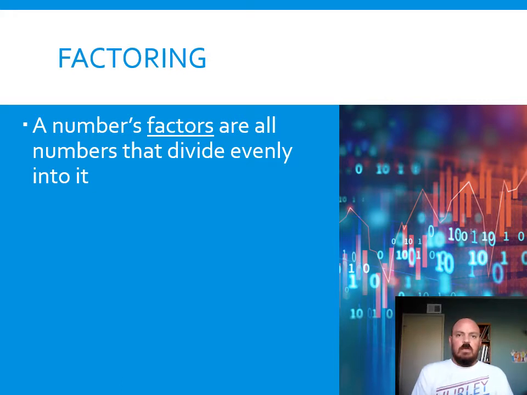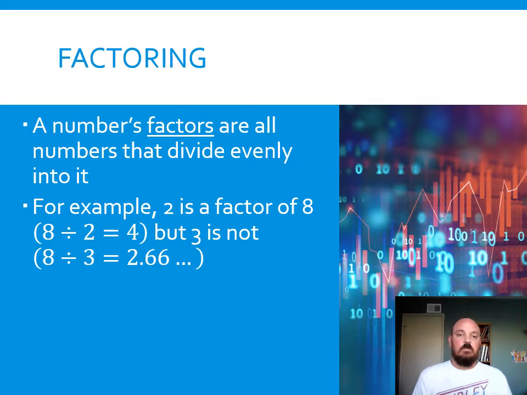So first of all, let's start with that word factor. A factor is a number that divides evenly into the number that you're working with. So for example, 2 is a factor of 8 because 8 divided by 2 is 4. And that's what I mean by divide evenly. When you divide, you get a nice whole number answer. But 3 is not a factor of 8 because 8 divided by 3 is not a whole number. It comes out to like 2.66 repeating.